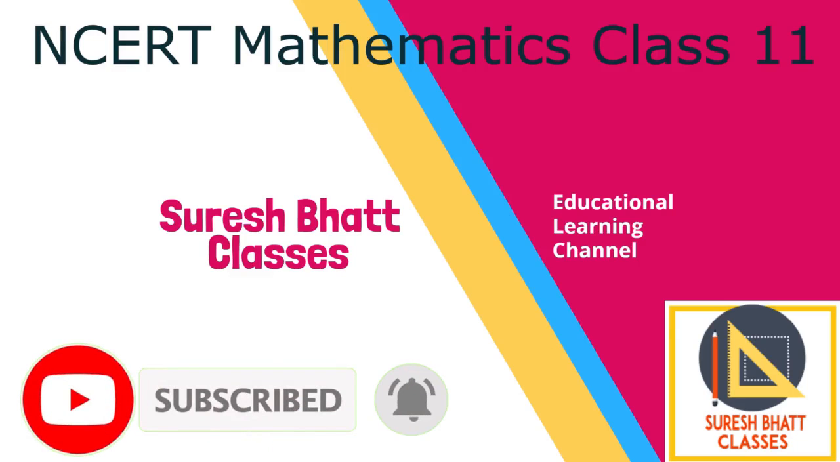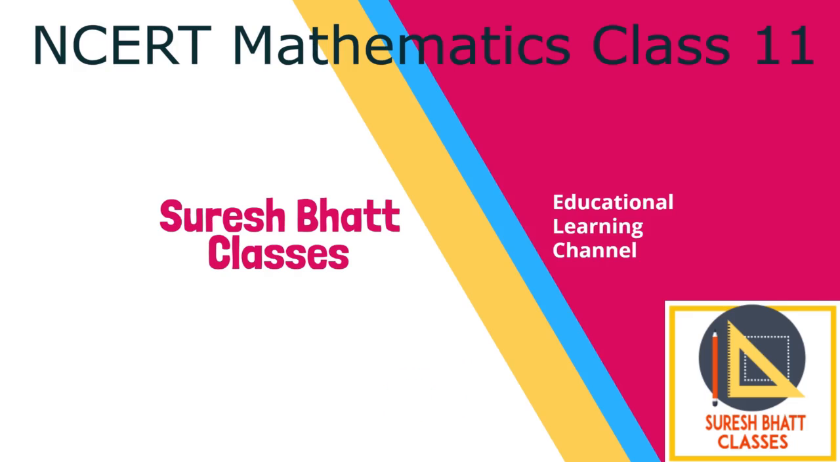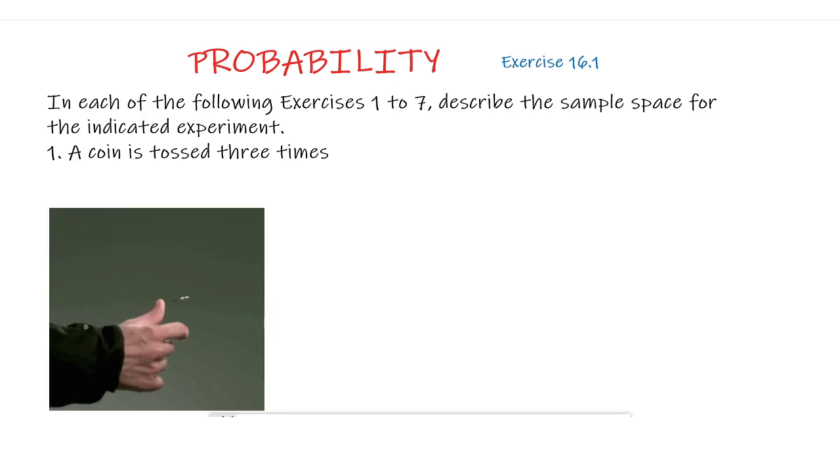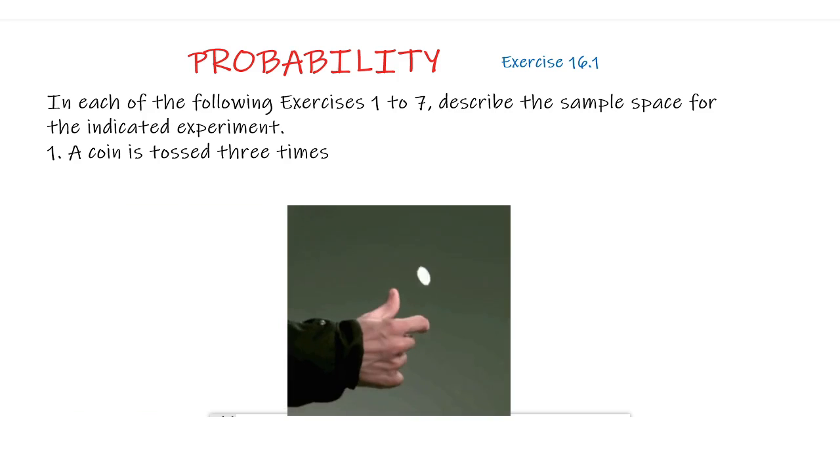We are going to solve probability exercise 16.1, class 11th. In each of the following exercises 1 to 7, describe the sample space for the indicated experiment. So the first question is, a coin is tossed 3 times.